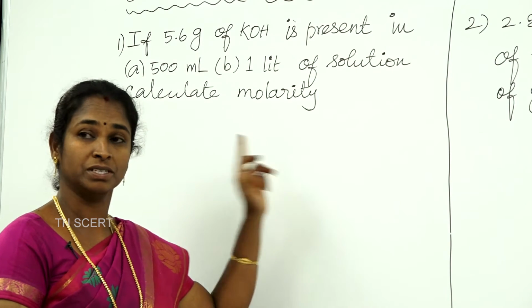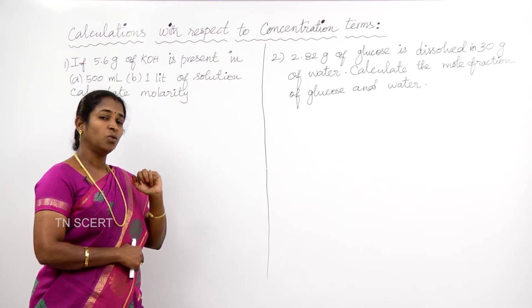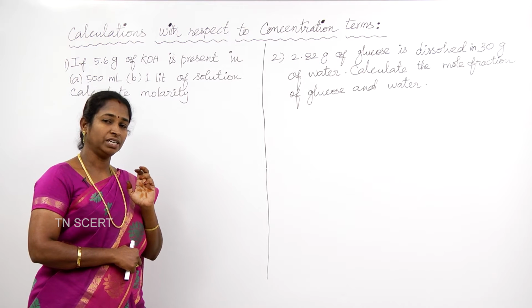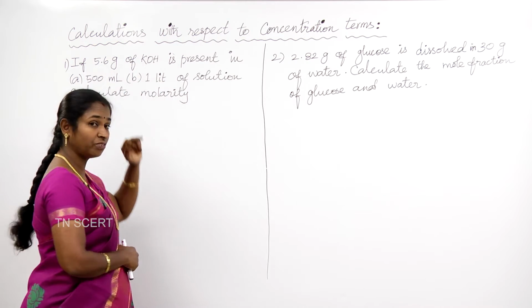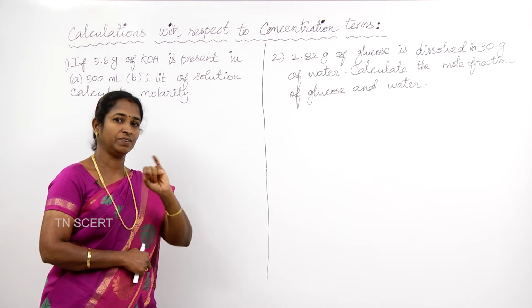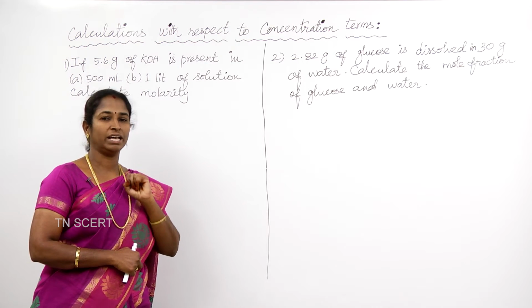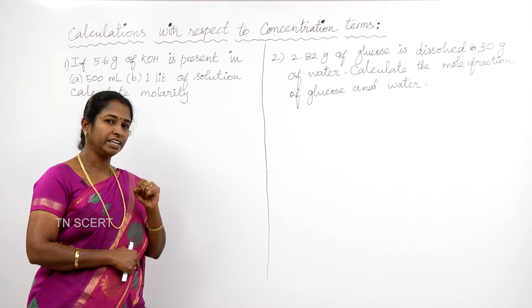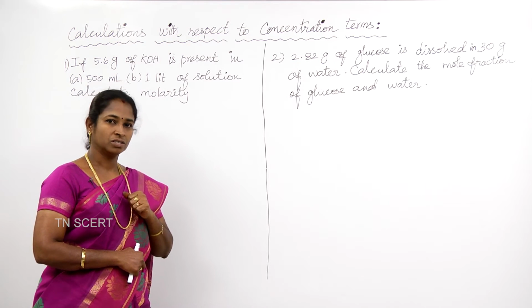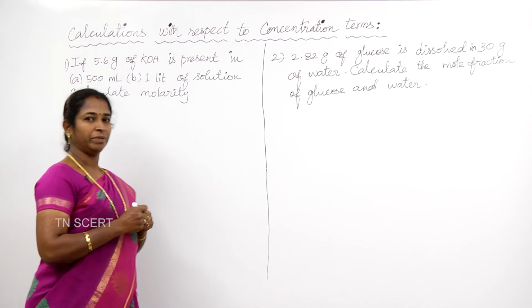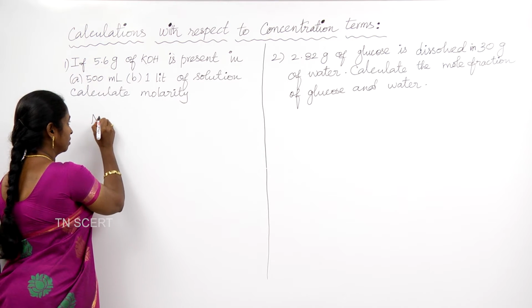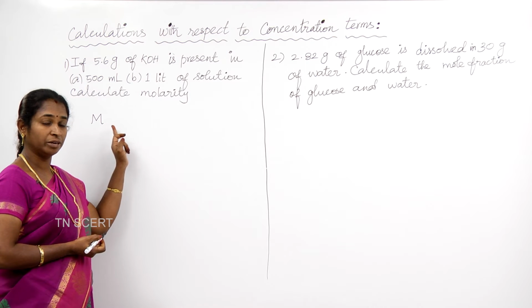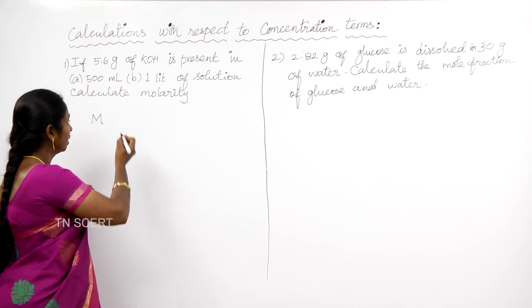Here two problems are given, is it not? What is the molarity of the solution containing 5.6 gram of KOH in 500 ml of the solution? This is one problem. Then what is the molarity of KOH present in 1 liter of the solution? Now let us do one by one. How to calculate molarity? Molarity is denoted by the letter capital M.